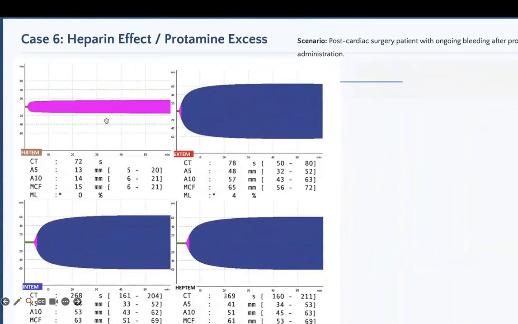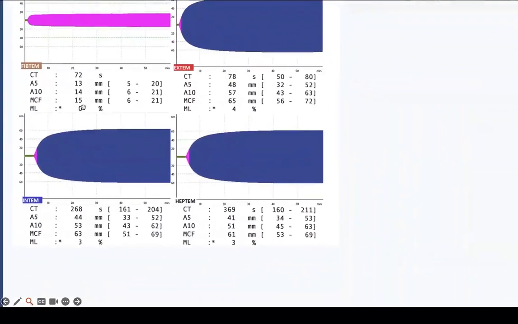So good platelet and good fibrinogen. Clot lysis is 0.4%, so no significant clot lysis happening. In INTEM the clotting time is prolonged, and in HEPTEM, even if you neutralize the heparin, still the clotting time is prolonged. Can you see this? 268 and 369. If it would have been because of heparin, then this would have been corrected. The 268 here should have been normal, like 150 or less, if it is because of heparin.